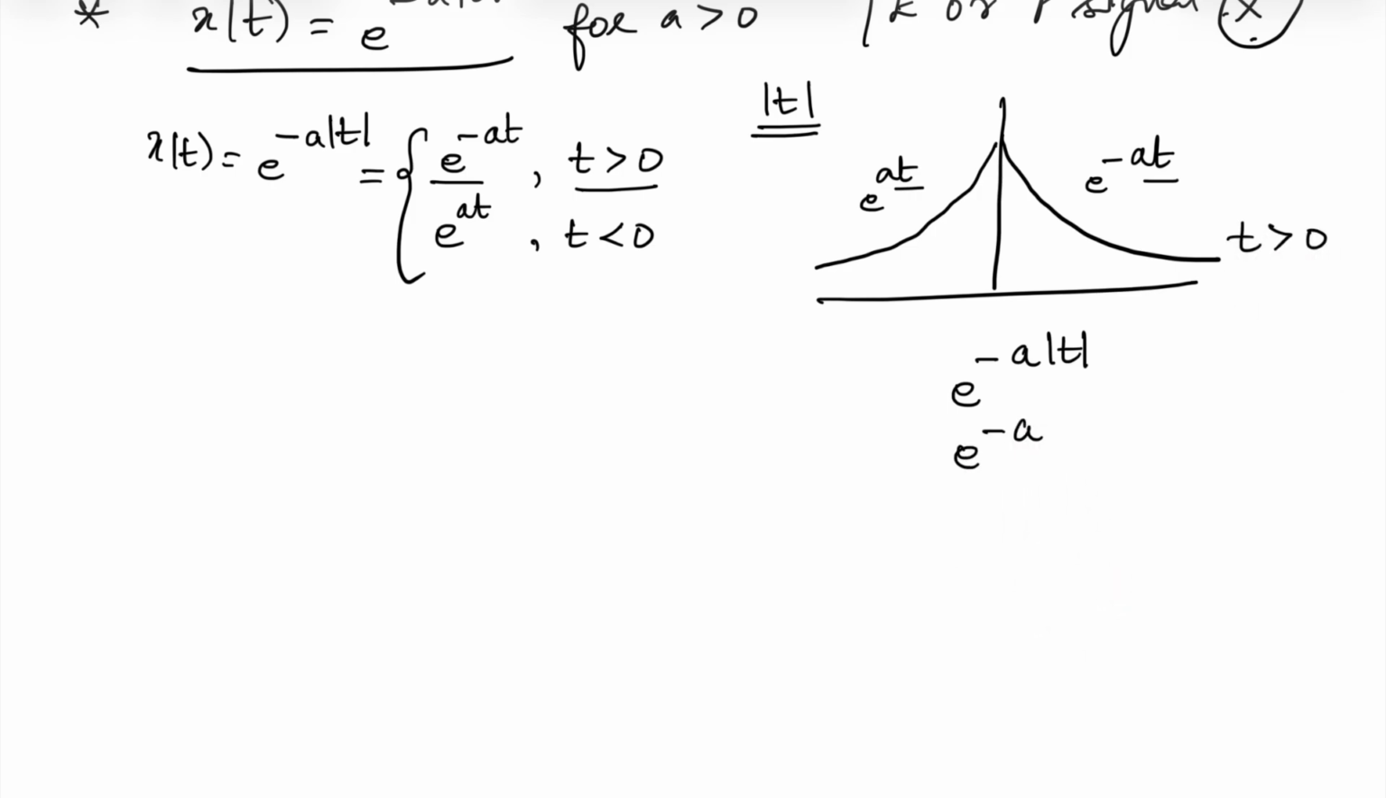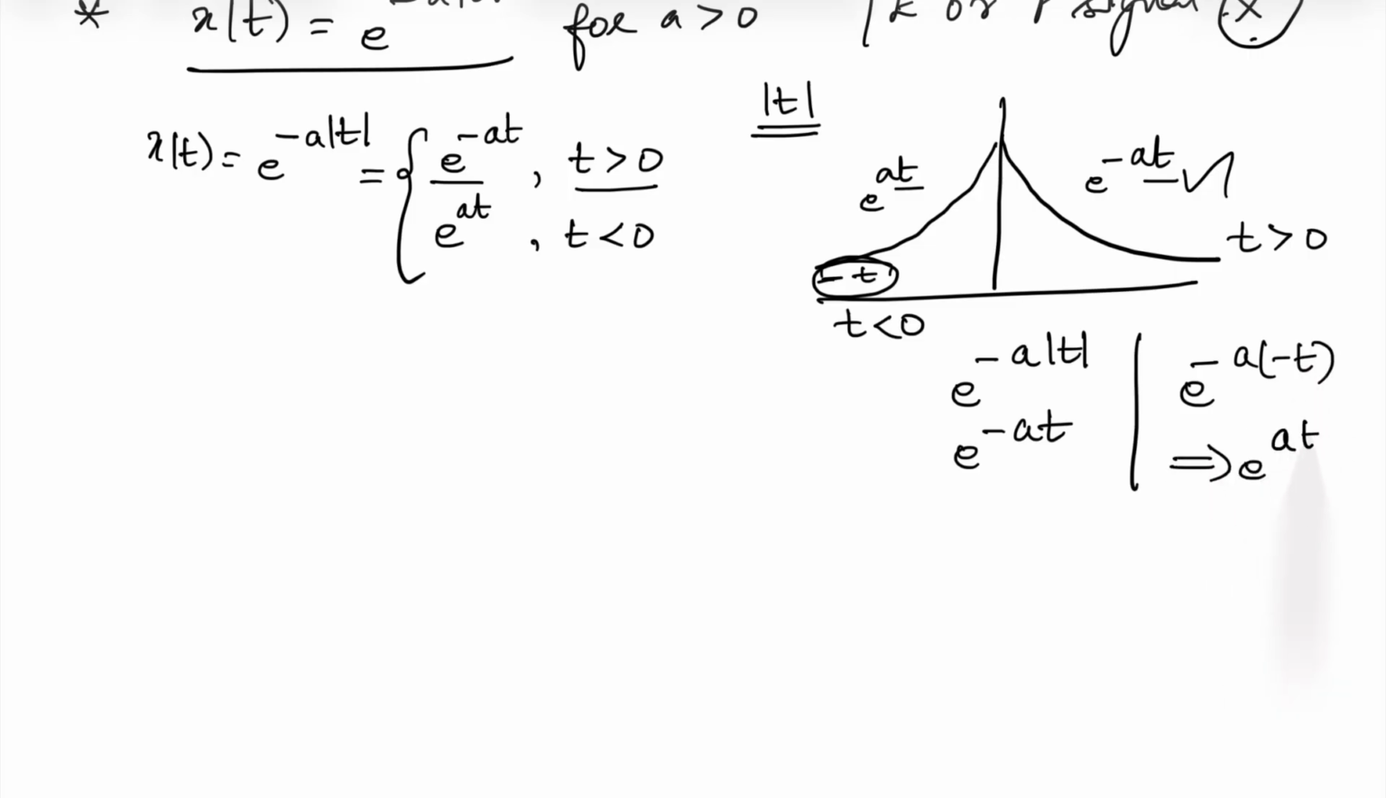When t is greater than 0, what value am I going to have? It is positive t, so it is e power minus at. When t is less than 0, what values am I going to take for t? It is going to have negative values of t. So if I substitute here, it becomes e power minus a of minus t, which is e power at. That is why in the place t less than 0, it has become e power at.